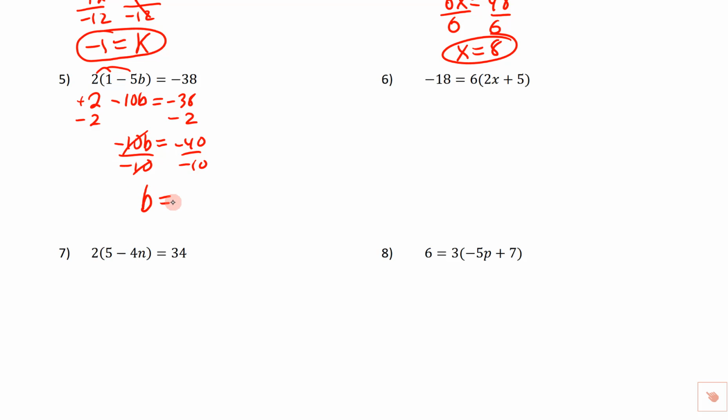We get a b on this side, and then negative divided by negative is positive. 40 divided by 10 is 4. Go ahead and circle that answer. Again, continuing to show the work.